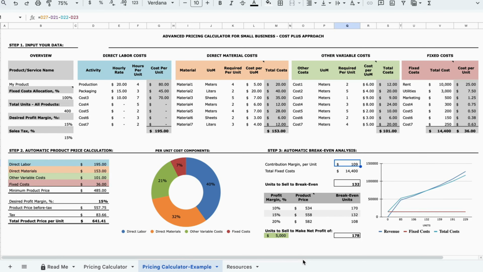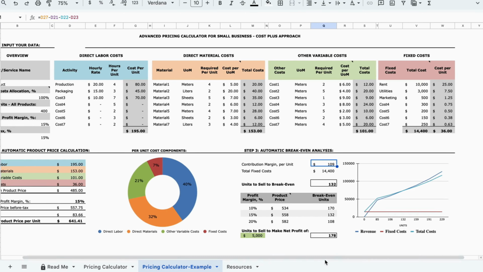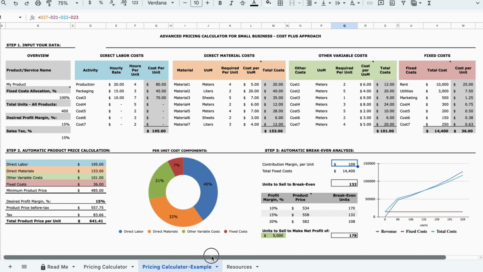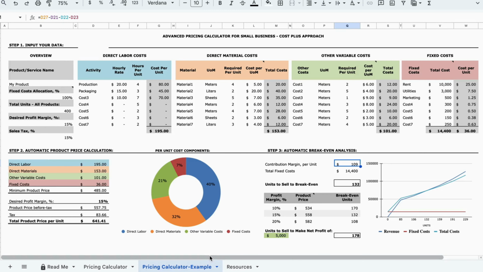The best part of this template is the dynamic dashboard, where you can adjust your selling price and instantly see how your profit changes. You can also test different scenarios like offering discounts or increasing production. You can quickly identify the exact number of units you need to sell to cover all your expenses. This way you are not guessing, you are making data-driven pricing decisions.